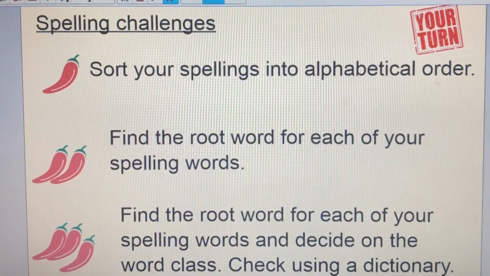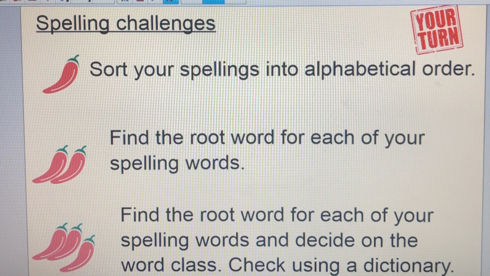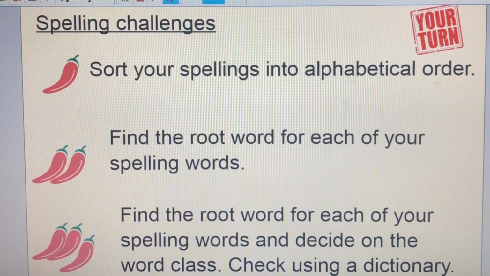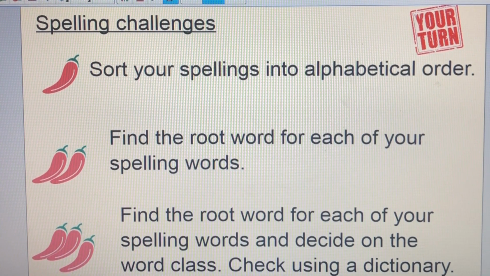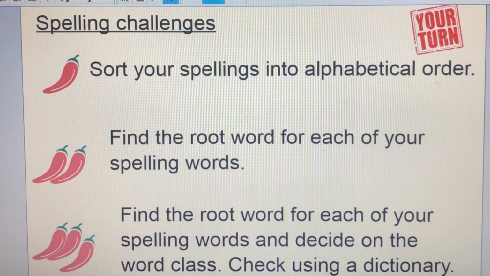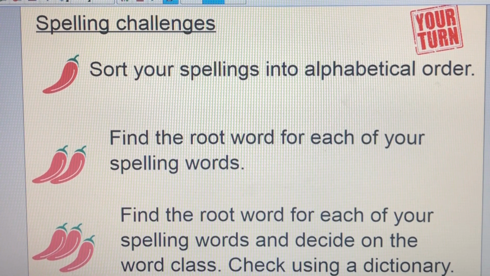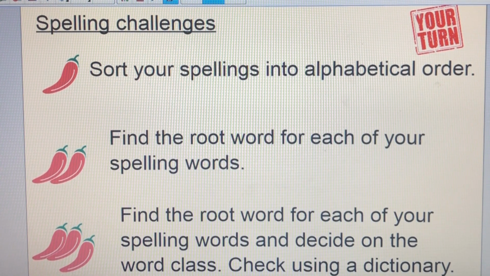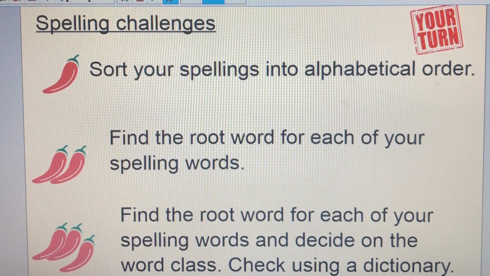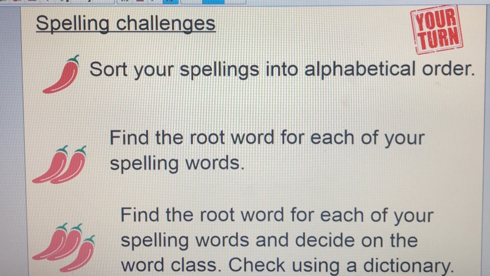On to your challenges today. For 1 chili, can you sort your spellings into alphabetical order? 2 chili, can you find the root word for each of your spelling words? For example, a word that we looked at earlier, presidential, the root word of presidential would be president. And 3 chili, find the root word for each of your spelling words and decide on the word class as well. Are they nouns, verbs, adjectives? And check your answers using a dictionary. If you don't have a dictionary at home, it's sometimes worth Googling the answers as well.